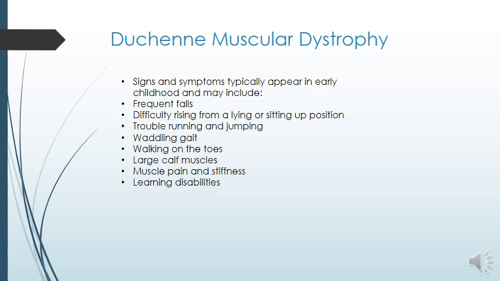Signs and symptoms of Duchenne muscular dystrophy typically appear in early childhood and may include frequent falls, difficulty rising from a lying or sitting up position, trouble running and jumping, having a waddling gait, walking on the toes, having large calf muscles, muscle pain and stiffness, and learning disabilities.